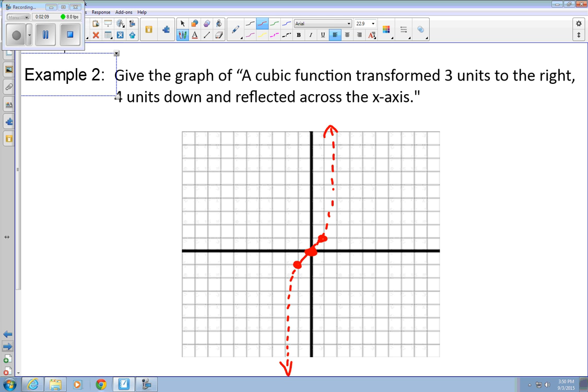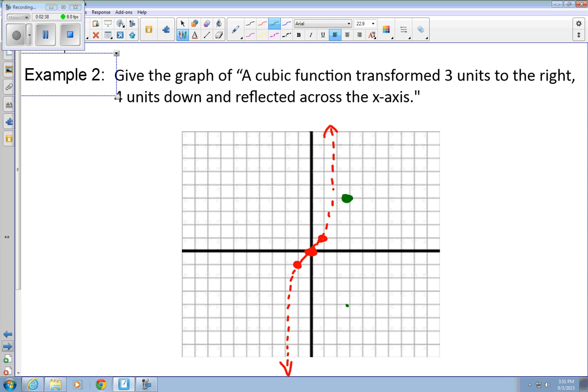And I'm going to take 0, 0 and move it 3 to the right, 1, 2, 3, down 4. So I'm at 3, negative 4. And then I'm going to reflect it across the x-axis. So is that 3, negative 4? When it goes across the x-axis, it actually goes up to 3, positive 4. So 0, 0 got transformed to 3, positive 4.